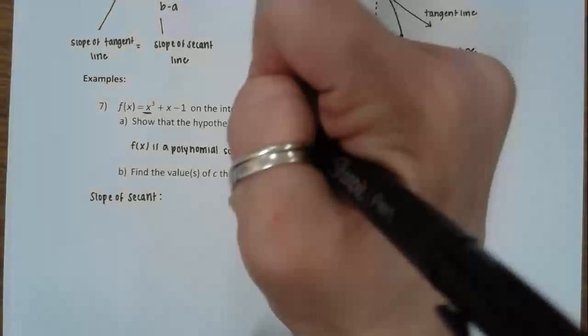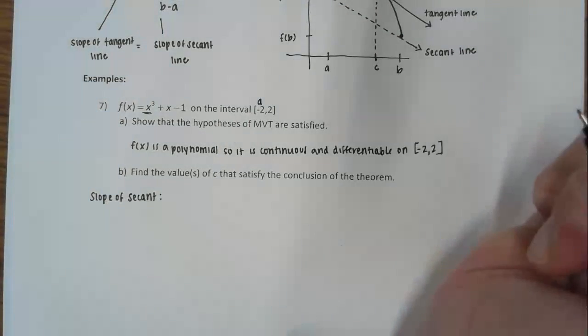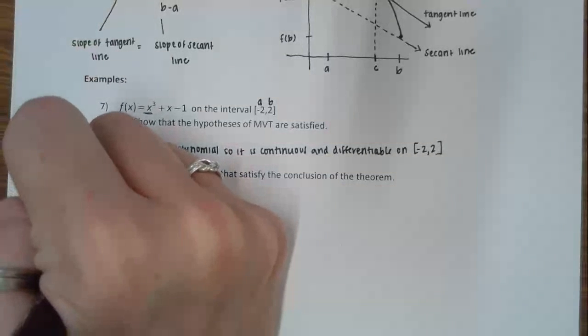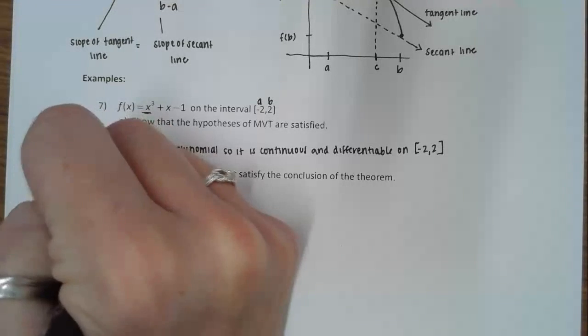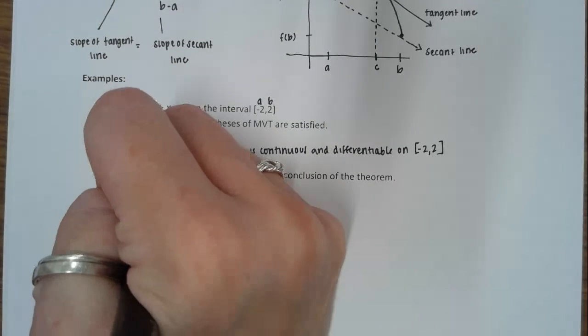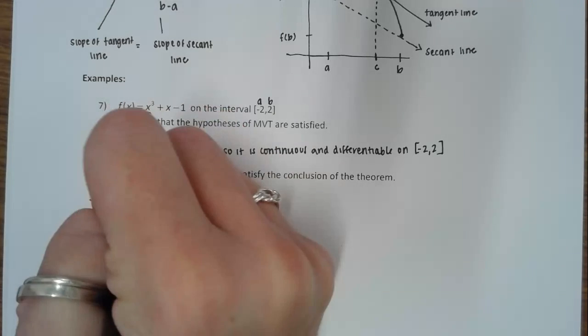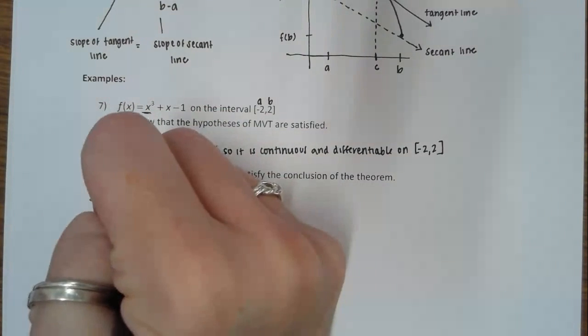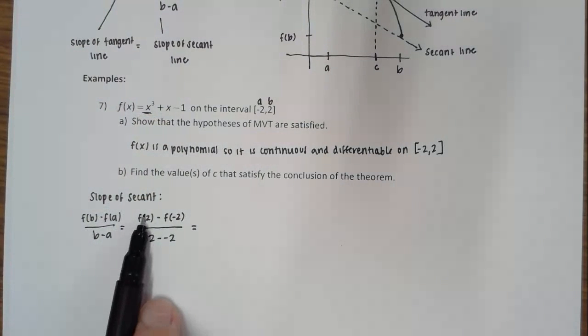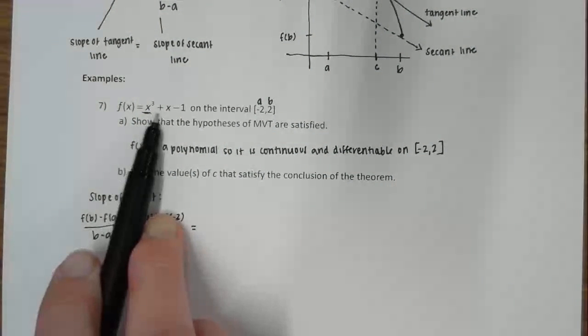So again, we're given an interval, so I'm going to call this a, -2, and I'm going to call the b, 2. So when I set up the slope of my secant line, f of b minus f of a all over b minus a is really telling me that I want to do f of 2 minus f of -2 all over 2 minus -2.